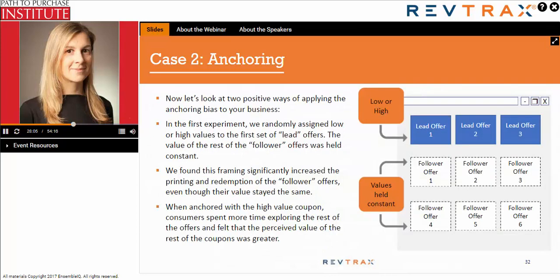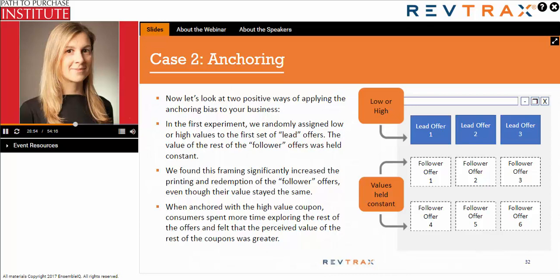Okay, so let's talk about what we did on the RevTrax platform. On RevTrax, I'm going to talk about two examples of anchoring that we tested. So first, in the experiment, imagine a web page. You open a web page and there are a bunch of coupons or offers. And what we did is that we took the first row of coupons and then we randomized the value of the offers in the first row. Consumers were randomized into a low or high group. And then we kept the follower offer coupons constant for both groups.